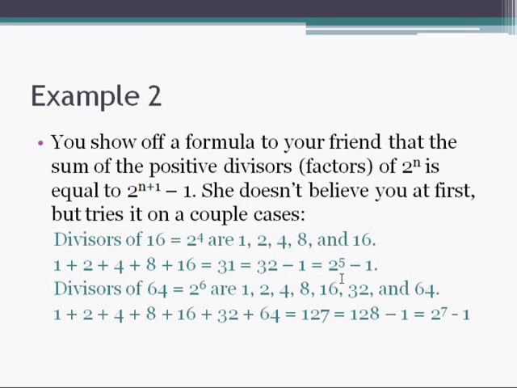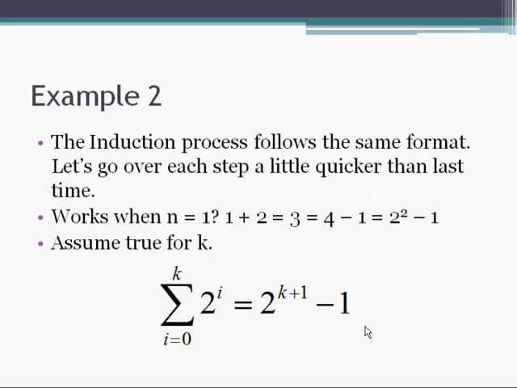So again, your friend tries it out on 64, which is 2 to the 6th power, finds all the divisors, adds them all up, and in fact it is 1 less than 2 to the 7th power. So what's going on here? Obviously you guys want to try and prove that this will be the case as well, so we're going to use the notion of proof by induction.